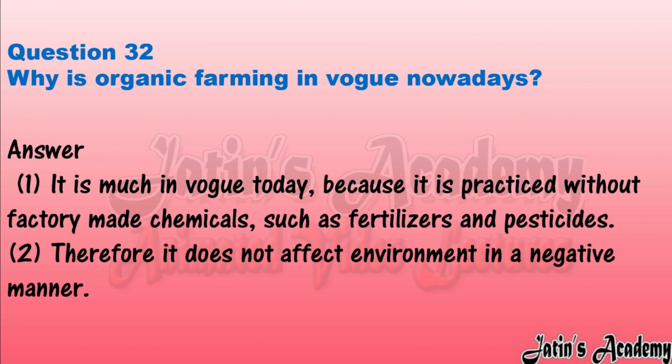Question 32. Why is organic farming in vogue nowadays? Answer: 1. It is much in vogue today because it is practiced without factory-made chemicals such as fertilizers and pesticides. 2. Therefore, it does not affect the environment in a negative manner.